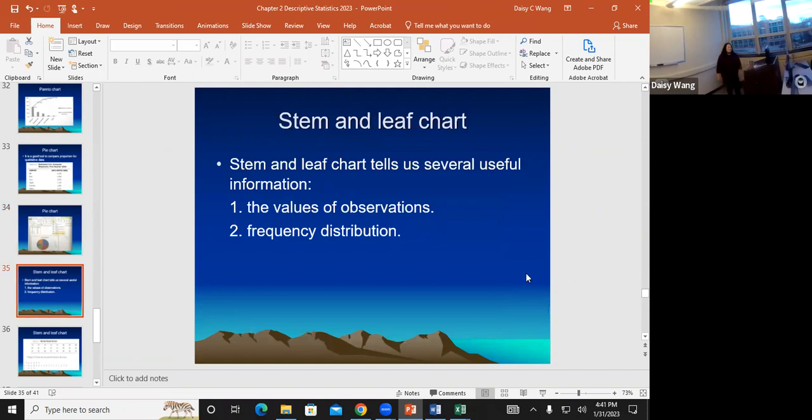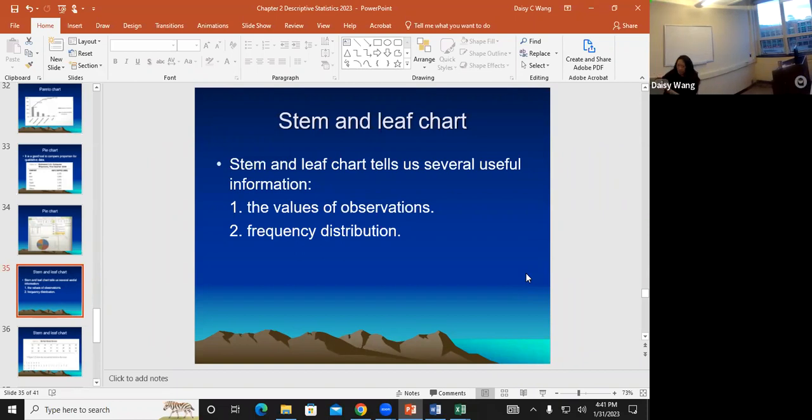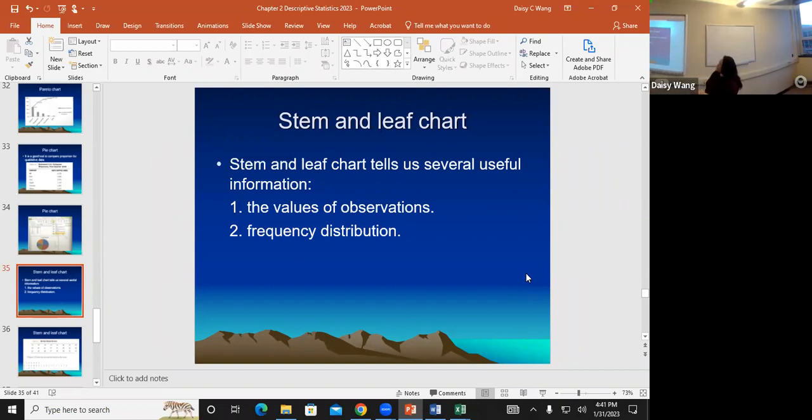And then another one is called the stem and leaf chart. It tells us some information. It will tell us the value of the observation. It also shows us a frequency distribution, and it will show us which category has the most frequent numbers.